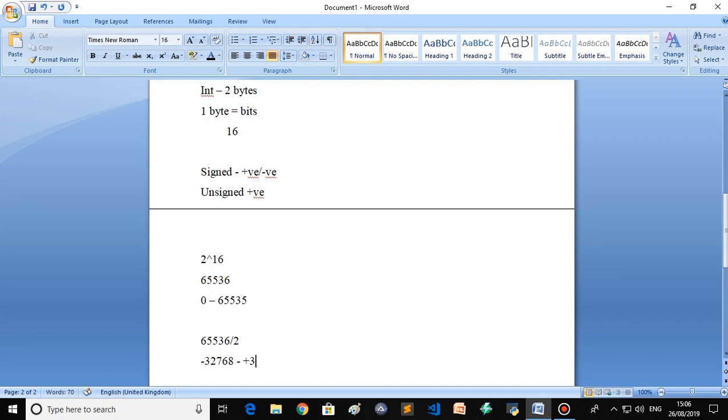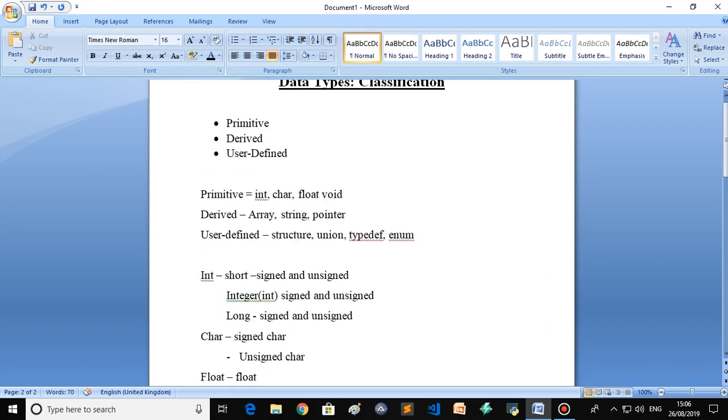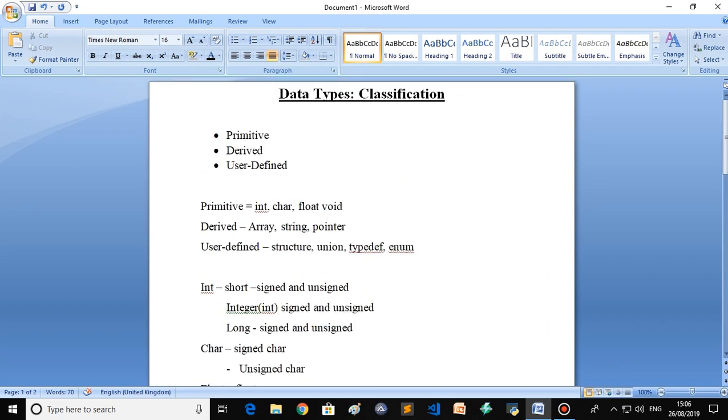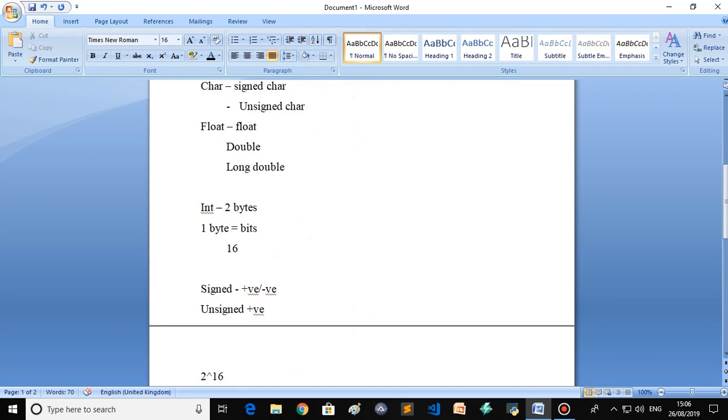In this way, these types of data types are available in C programming. We don't usually use signed and unsigned, but in some cases, if you do programming in real-life scenarios, it will help. So these are all the things about data types in C programming language.